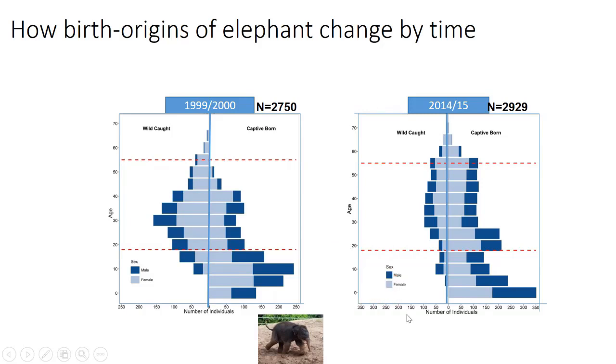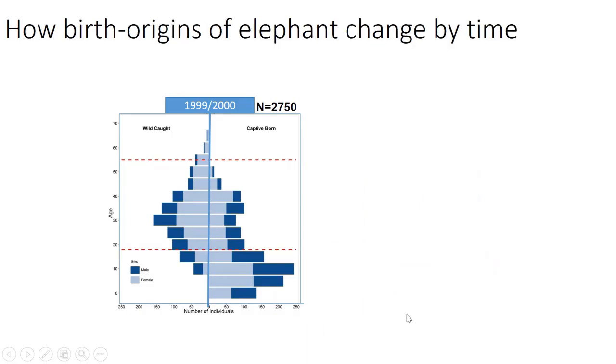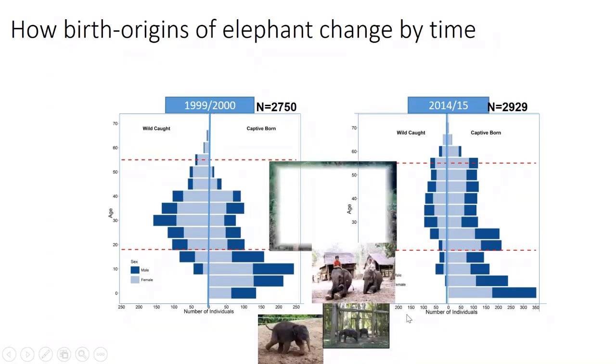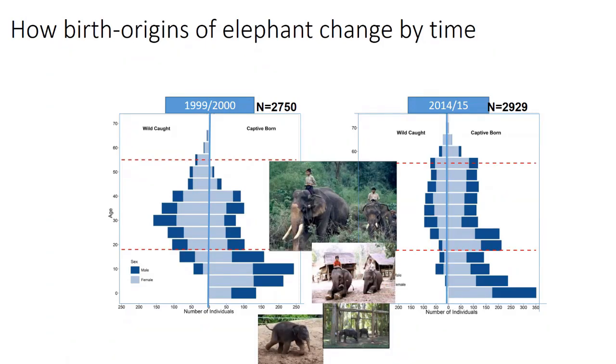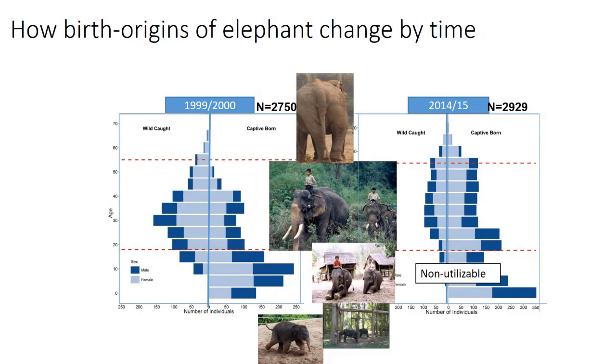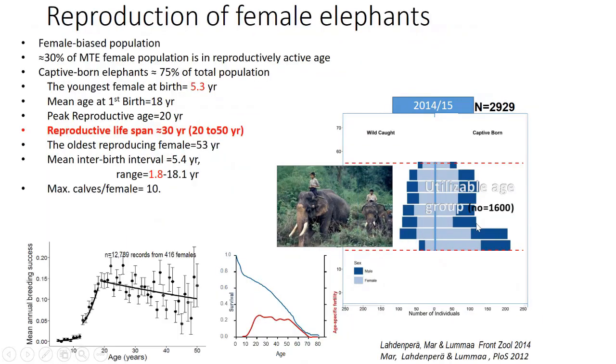And then we put them in the workforce, and this is the retirement age. These two age groups we cannot utilize in our work; we only utilize and work with elephants between age 17 and 55. So this has also changed. In the workforce, nearly 75% are now captive-born elephants.